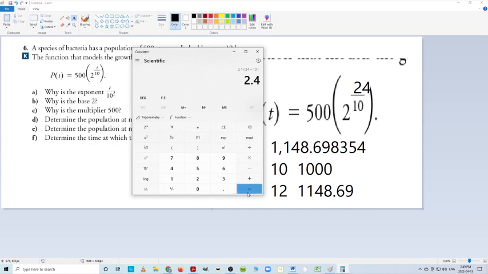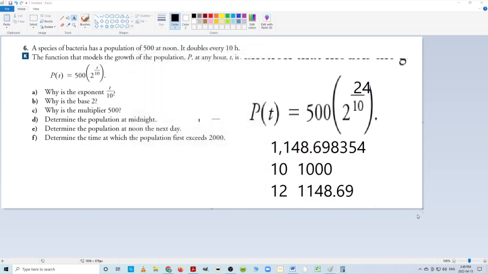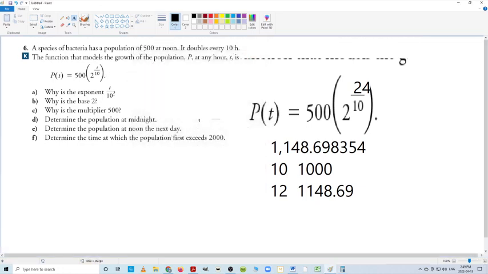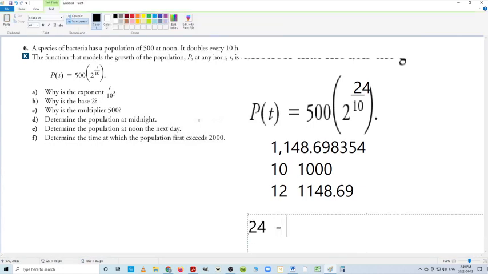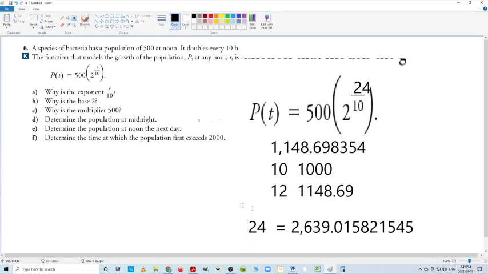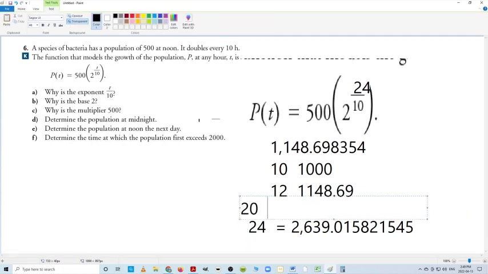You don't have to. You could just multiply by 500. Hit equals. That's how much it's grown. When I multiply it by 500, I see that the new population at 24 hours is equal to this, which makes sense because at 20 hours it would have doubled twice, and at 30 hours it would have doubled again.